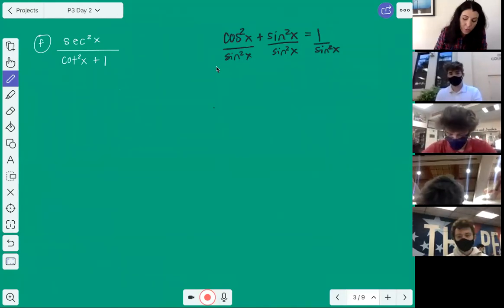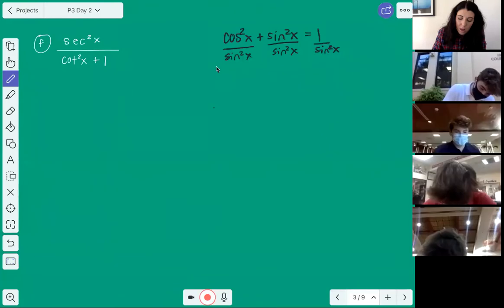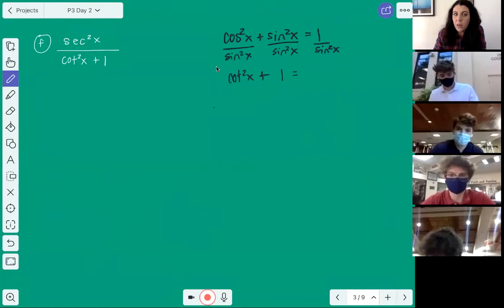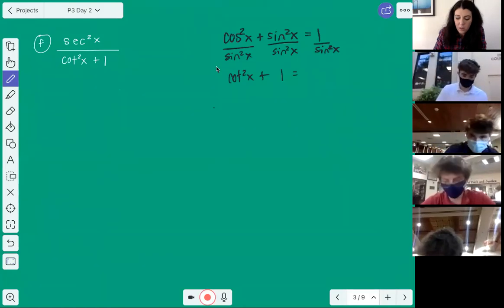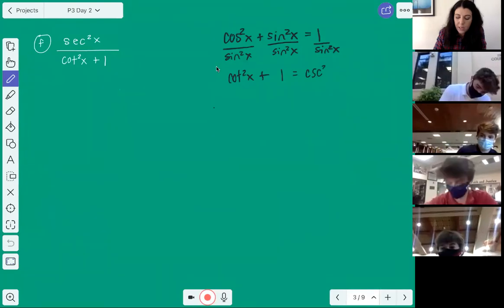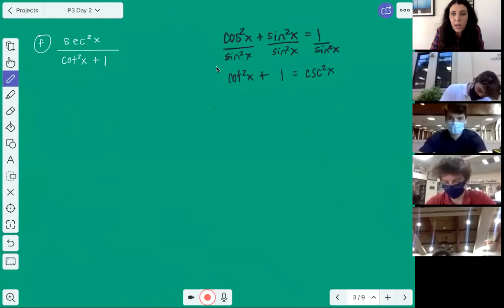Josh, what would you get if you divided cosine squared by sine squared? That would be cotangent squared. Good. And then sine squared over sine squared? 1. And then 1 over sine squared? Cosecant squared. Perfect. So we have cotangent squared plus 1 equals cosecant squared. Josh, what can I do with that?